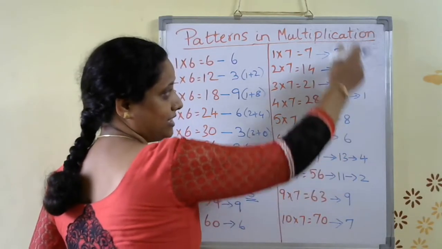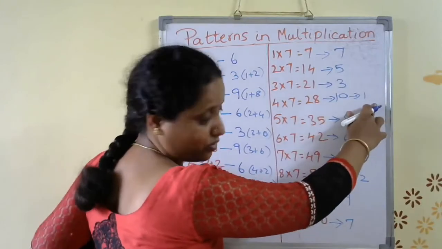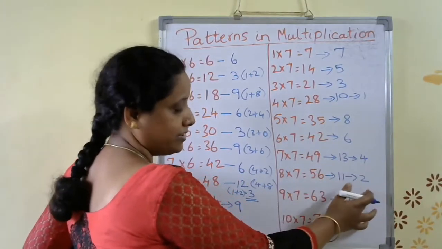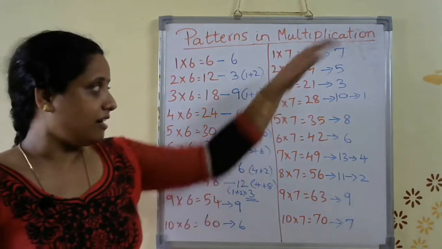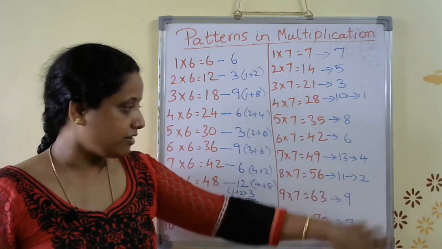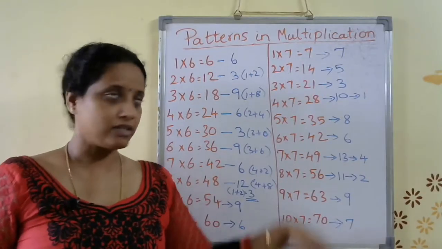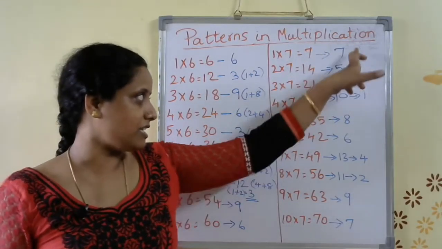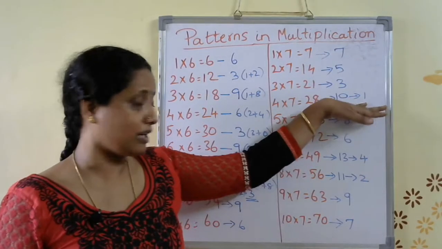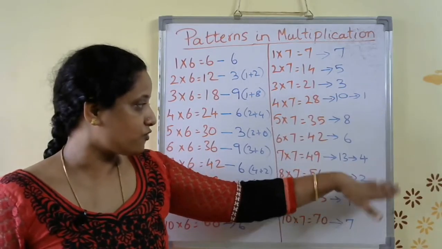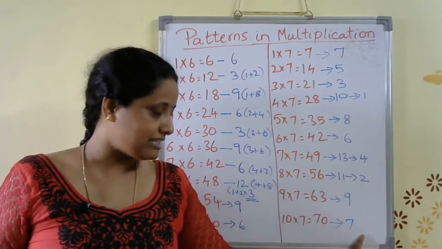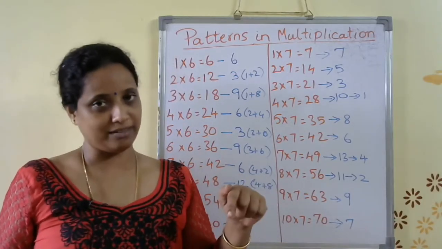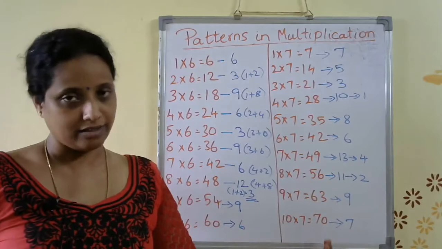7, 5, 3 and 1, that is odd number, then 8, 6, 4, 2, even number, and again 9 and 7, right? So you can see an odd, even, odd pattern, right? You can see the pattern like, see here 7, 5, 3 and 1, it's the odd number pattern. Now 8, 6, 4, 2, it's the even number pattern, and again it has started with 9 and 7, so it is again the odd number pattern. So odd, even and odd, right?